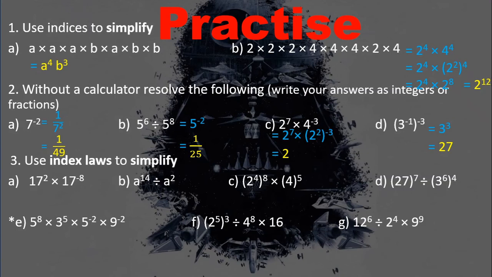Just add your indices. That's 17 to the power of negative 6, which we would express as a fraction. That's 1 over 17 to the power of 6.